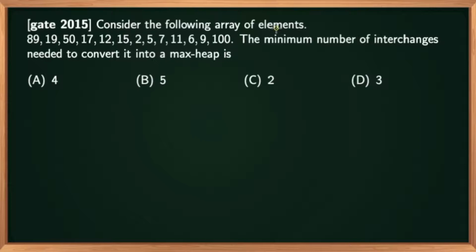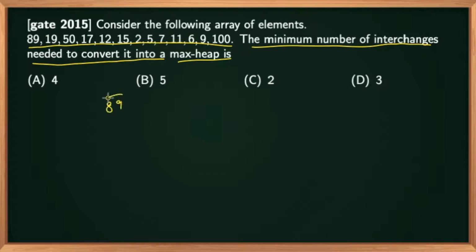Consider the following array of elements. So we have a set of elements in an array. The minimum number of interchanges needed to convert this into a max-heap. So let me draw the array as a heap.